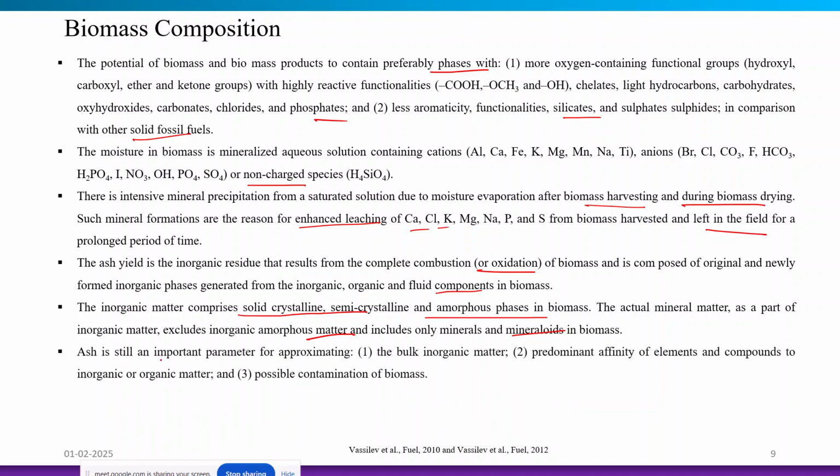When we are talking about ash, it is a very important parameter for approximating the bulk inorganic matter, because the ash will come under the inorganic matter. So when we are approximating the bulk inorganic matter, ash quantity is important. Predominantly, the affinity of the elements and the compounds to inorganic and organic matter, and the possible contamination of the biomass. These are some important parameters before ash handling. And the volatile matter yield of the biomass commonly includes light hydrocarbons, carbon monoxide, carbon dioxide, hydrogen, moisture, and tars.